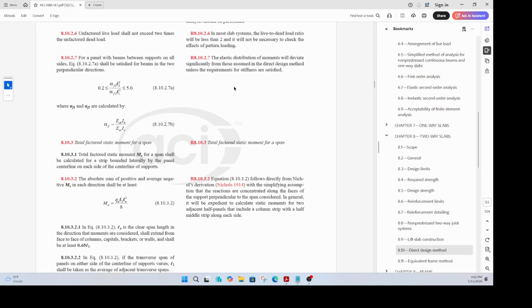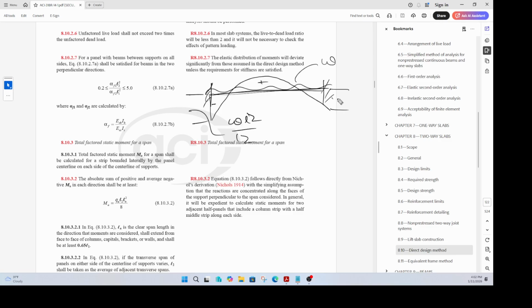So in the direct design method, one principle is, let's say you have a fixed beam like that, subjected to UDL. Imagine this is your slab subjected to UDL W. Then we know that there will be a negative moment and a positive moment. This is positive, this is negative. The negative moment is WL square by 12. So this one here is also WL square by 12. The positive moment from here to here is WL square by 24, right?